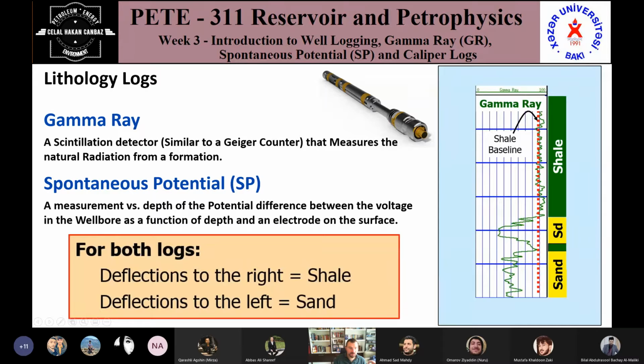So, an easy way to understand this one: the deflections to the right, when you get your logging information, give you the shale. The deflections to the left side give you the sand. So this is the easy one. All right.